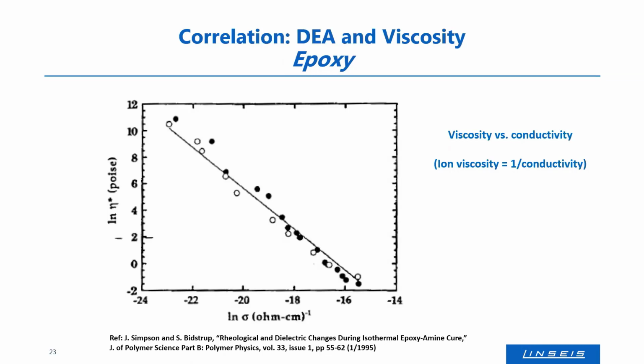Here is the correlation between the conductivity and the mechanical viscosity measured with a rheometer, and you see that you have a proportional, in this case inversely proportional, correlation, and there is only a scaling factor between the conductivity or resistivity and the viscosity, and that gave the resistivity the name ion viscosity.